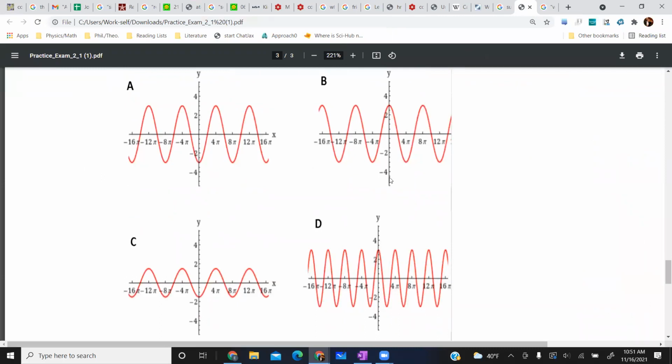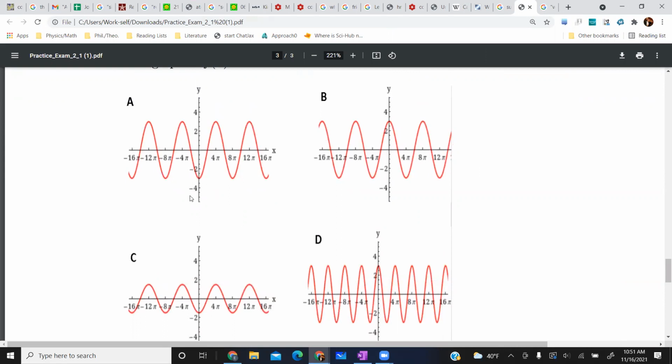B and C, for B and C, (0, 3) is on the graph, see? Also notice C is not bound between, it doesn't touch the lines y = 3 and y = -3. It doesn't even go up to 2, see? It doesn't touch the line y = 2. So we can rule out A and C based on the fact that they don't have the right y-intercept, but also C does not pass through the lines y = 3 and y = -3. So our only options are B and D.